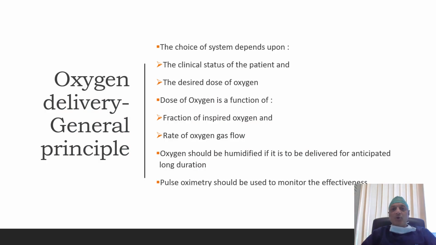As I mentioned, the choice of the oxygen delivery system depends on the clinical status of the patient and the desired dose of oxygen, meaning what dose of oxygen the patient will require. Dose of oxygen is a function of FiO2, or fraction of inspired oxygen, and the rate of oxygen gas flow. Other important factors include humidification of the oxygen if it is to be delivered for an anticipated long duration, and pulse oximetry should be used to monitor the effectiveness of oxygen delivery for that particular patient.